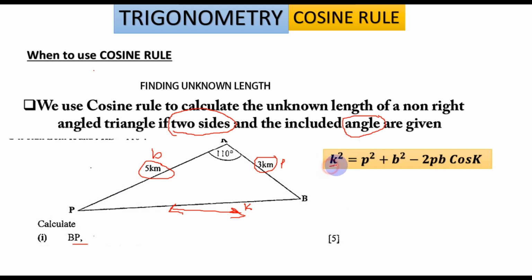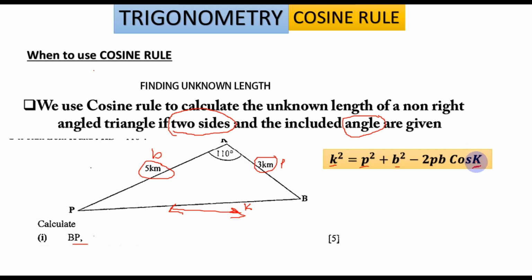So K squared, as it is. Then these two sides that are adjacent to your angle: p squared plus b squared minus 2pb, so again, you're multiplying the two sides, times cos K. Look at this. The side I'm trying to find will be opposite the angle I'm going to use. So you're supposed to be given an angle opposite to the side you're trying to find. Then cosine rule is going to work.